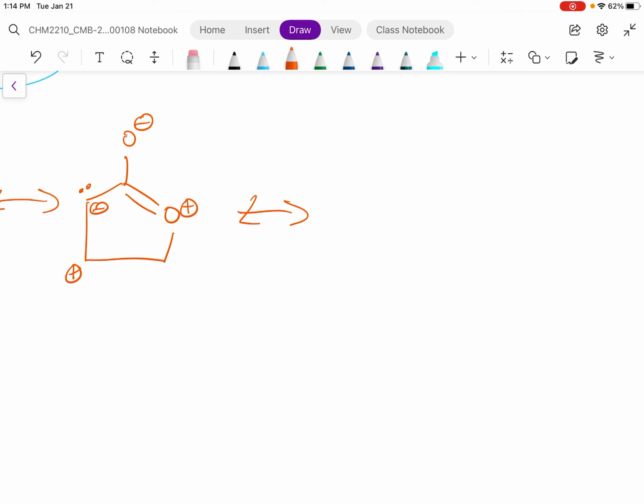Could we draw another resonance structure from this guy? We could bring those down and form the double bond. Okay, something like that. So we can just keep going and going and going, as long as we're not violating any rules about octets or Texas carbons and things like that.